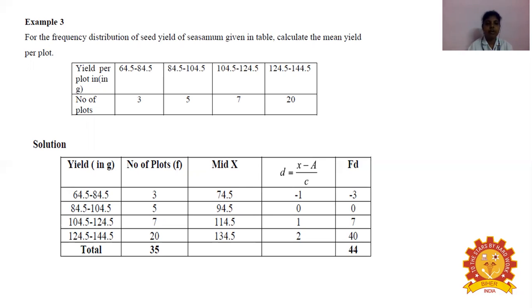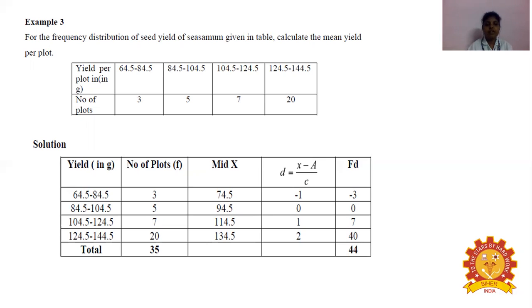First we write the yield column. Write the given data: 64.5 to 84.5, next 84.5 to 104.5, next 104.5 to 124.5, next 124.5 to 144.5. Next write the frequency values 3, 5, 7, 20. Summing up all the frequency values, we get 35.